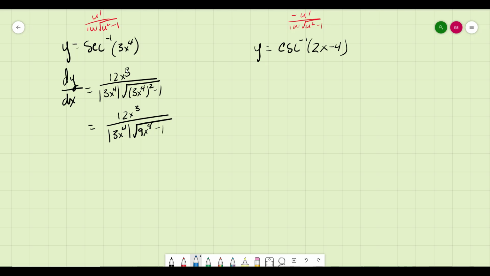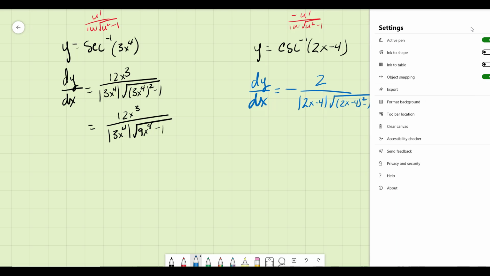Now with this one, if we took the derivative, dy dx would equal negative, because of the negation, and then the derivative of this piece, so that's 2, over the absolute value of 2x minus 4 times the square root of 2x minus 4 squared minus 1. And there is your derivative. Okay? So I'm going to clear these out now. Again, if you want to write them down, pause and write them down.